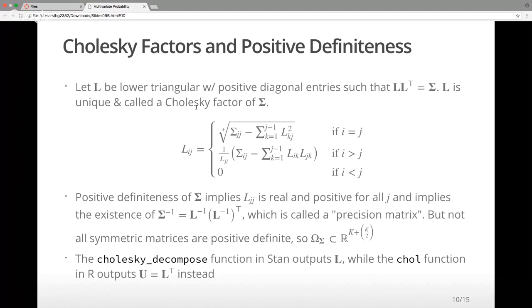Covariance matrix is symmetric, but not all symmetric matrices are positive definite. So you can't just take a bunch of numbers, stick them into a square matrix. Even if it's symmetric, it might not be positive definite. And so one way of constructing a positive definite sigma is starting by constructing L that's lower triangular and has positive diagonal elements, and then multiply L by L transpose. Now your sigma is guaranteed to be positive definite. But in general, not all symmetric matrices are positive definite.